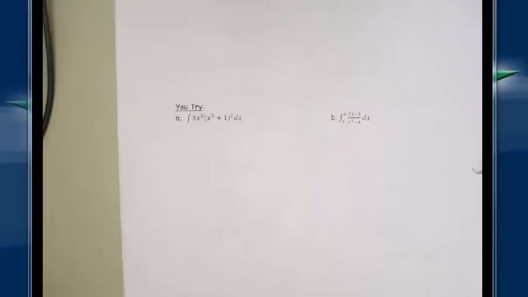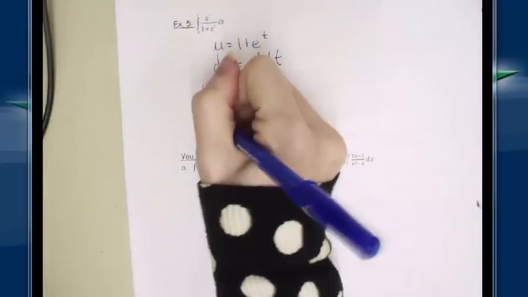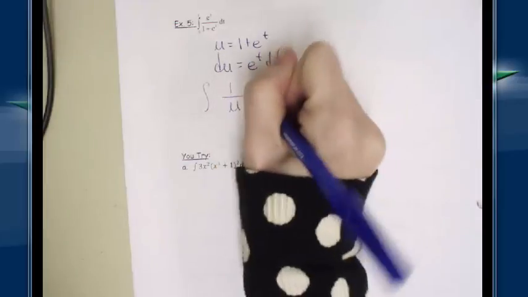All right, looking at the back here, got one more to go. As I look at that, it's harder to replicate 1 plus e to the t over e to the t. So you're going to make u 1 plus e to the t. That makes du e to the t dt. So the integral, that's going to be 1 over u du.